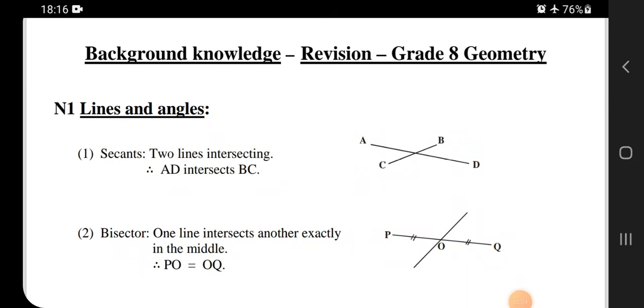Hello grade 10s. So this is a geometry revision before you write your June exams. What is going to happen here is that we are going to revise everything that you need to know with regards to geometry, and I'm going to give you my tips and tricks on how to answer your geometry question. Okay, this is not a hard topic, but it has to be taught in a certain way in order for you to master it.